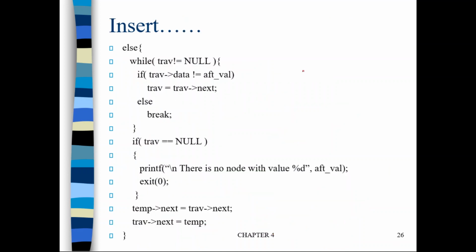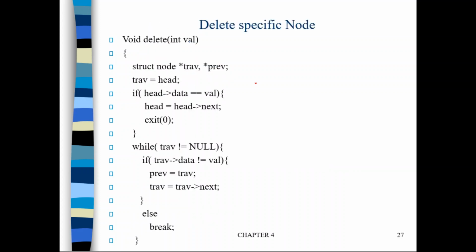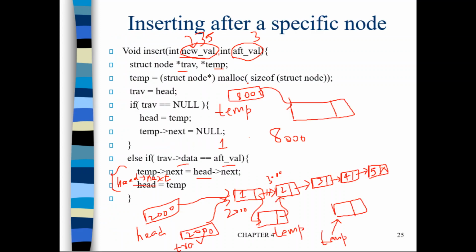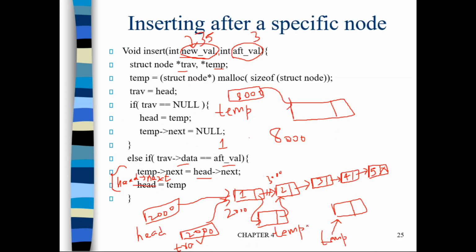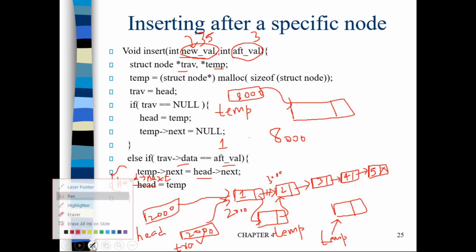Then while traverse not equal to null, what we do is we check if traverse arrow data not equal to after val. After val is the node after which you want to insert. So currently what is traverse? Traverse is pointing to the first node. You see whether the first node is equal to null. Well, the first node is not null. If that is the case, you check if its data is equal to after val. What is its data? Its data is 1. Is it equal to after val? No, after val is 3. It's not. So this is not the place where we want to insert.